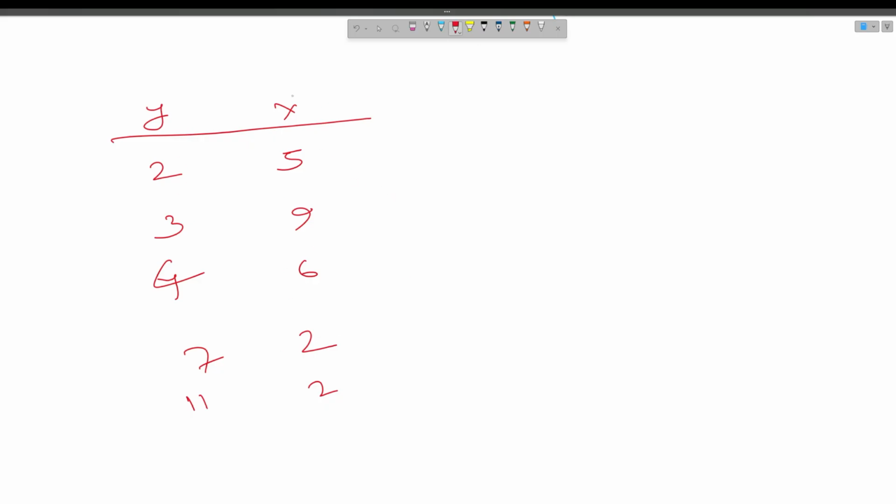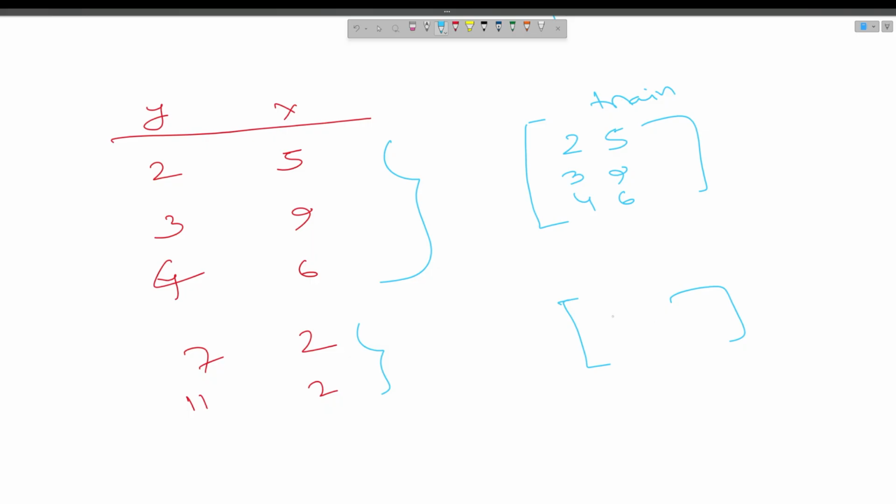Now we can see 1, 2, 3, 4, 5. It's not a problem. Just assume that we want to create this data set. From here we will take the majority of the values, which creates the training data set, which is 2, 5, 3, 9. As we don't have any missing data, we are just taking that, and this is train, the training data set. And this is testing, which is 7 to 11 2. This is the testing data set.